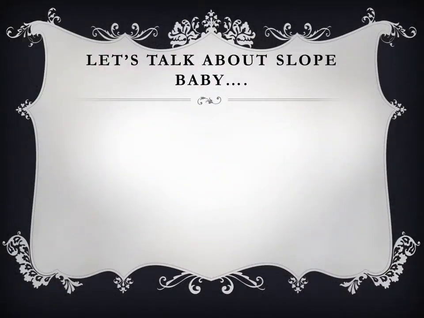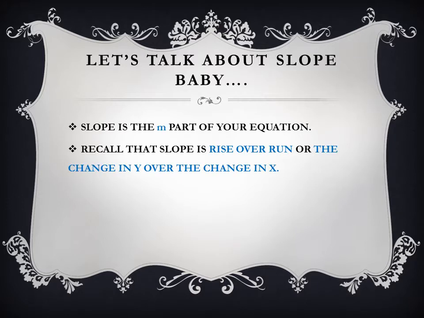Take some time to review the concept of slope. Slope is the m part of your equation. Recall that slope is rise over run, or simply the change in y over the change in x. Let's look at a couple of examples.